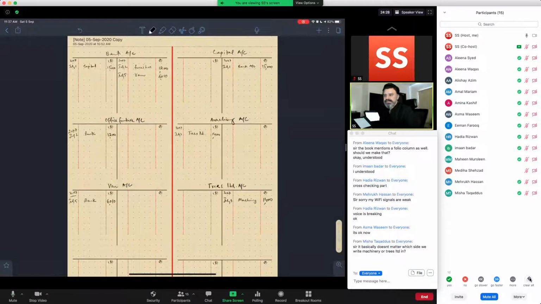Misha has announced. Okay, sir, it basically doesn't matter which side we write machinery or Trees Limited in. No, Misha, it does. We have to choose the correct side.